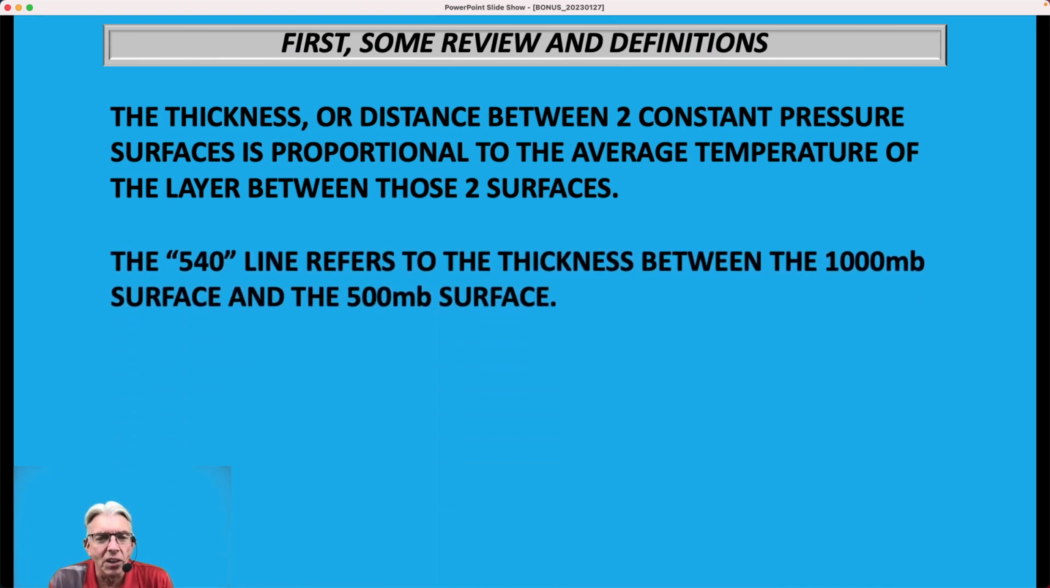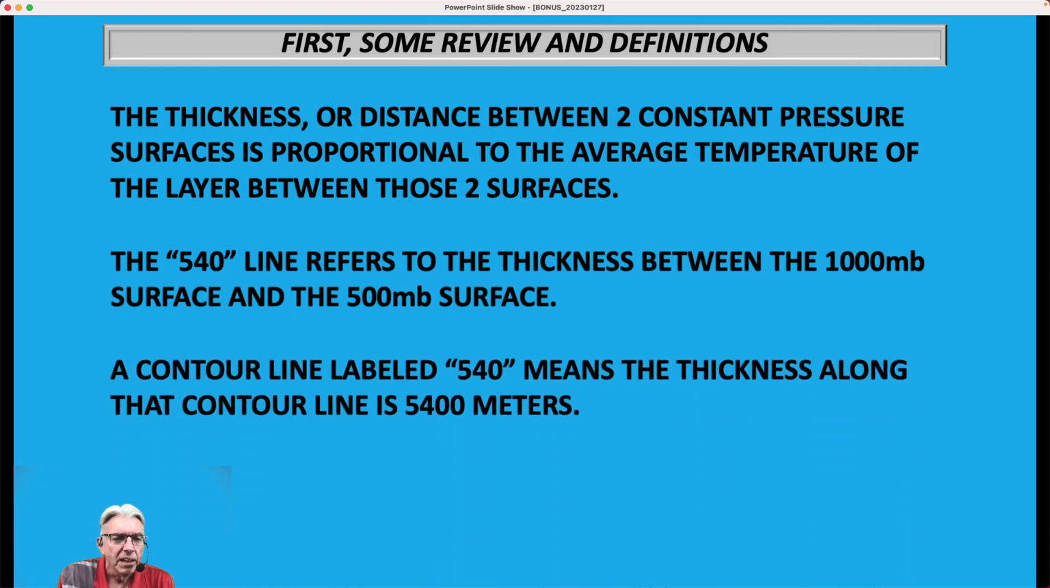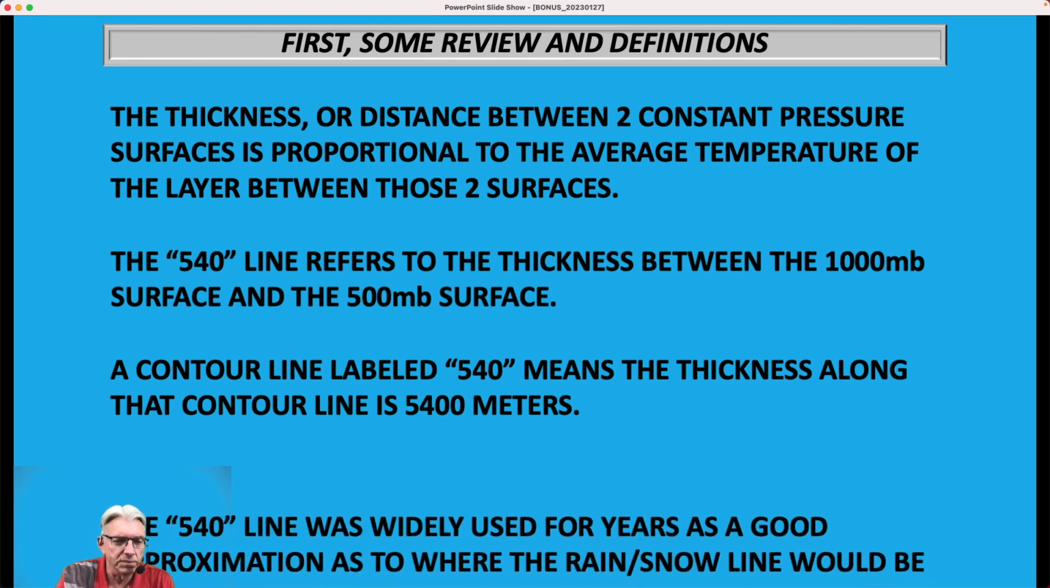The 540 line refers to the thickness between the 1,000 millibar surface and the 500 millibar surface. Now, the 1,000 millibar surface is usually fairly close to the ground, at least if you're relatively close to sea level, and the 500 millibar surface is around 18,000 feet. So a contour line on a weather map that's labeled 540 means the thickness along that contour line is 5,400 meters. We just leave that last zero off for convenience.